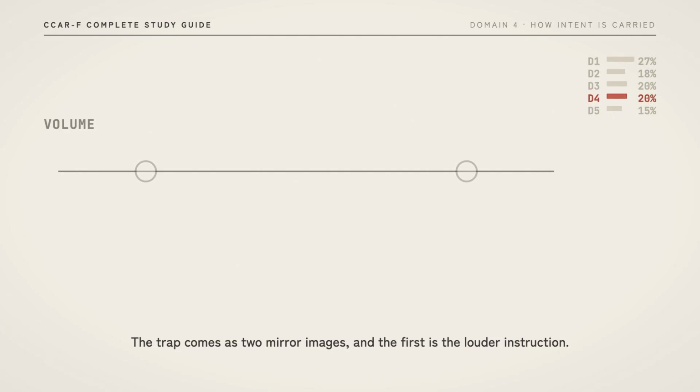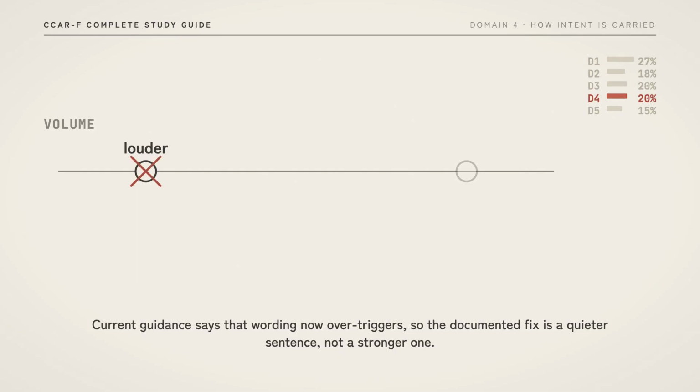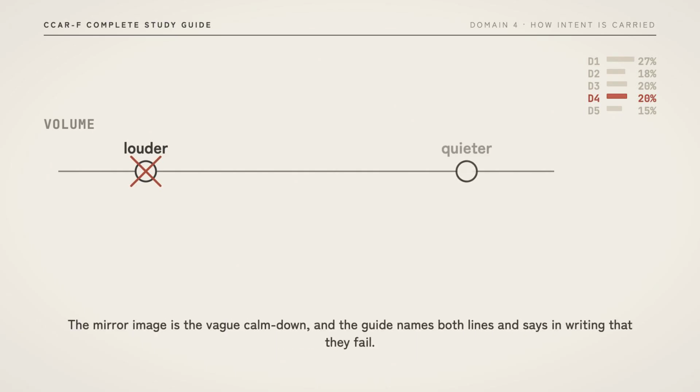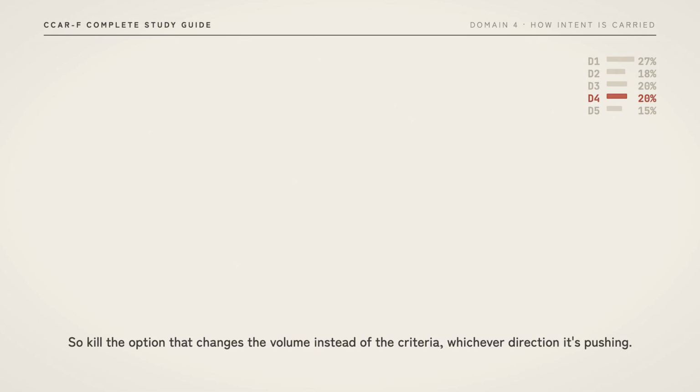The trap comes as two mirror images, and the first is the louder instruction. The line causing the overflagging is usually the line somebody added to fix the opposite problem back when models underreported. Current guidance says that wording now overtriggers, so the documented fix is a quieter sentence, not a stronger one. The mirror image is the vague calm down, and the guide names both lines and says in writing that they fail. So kill the option that changes the volume instead of the criteria, whichever direction it's pushing.